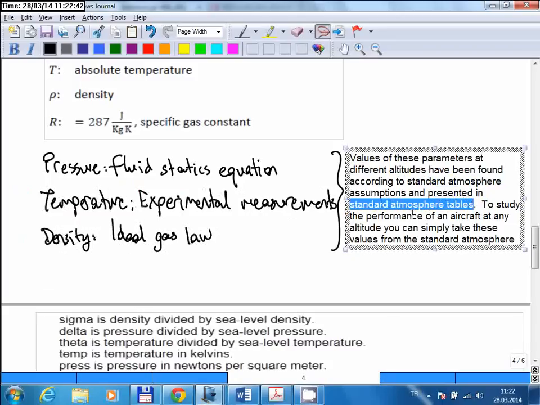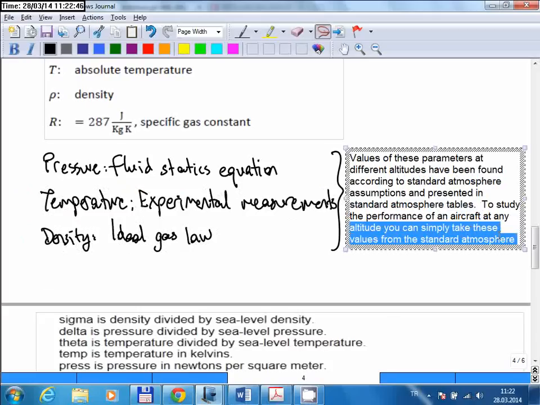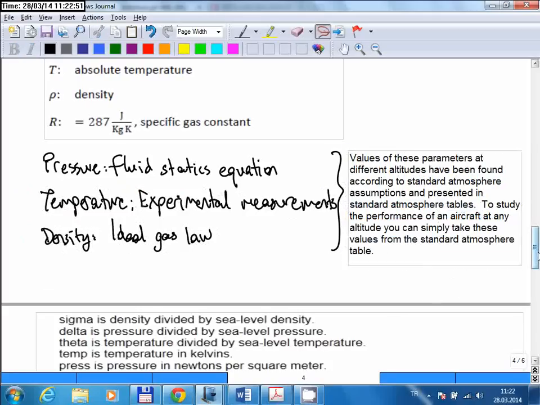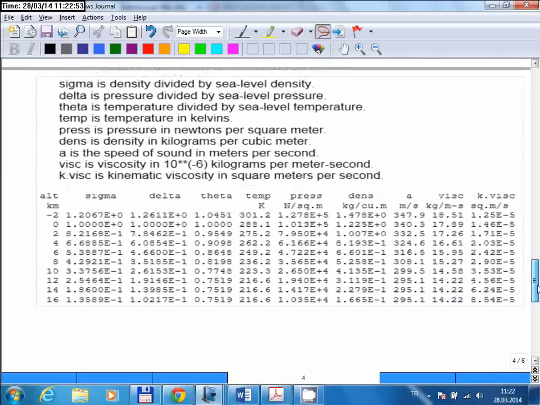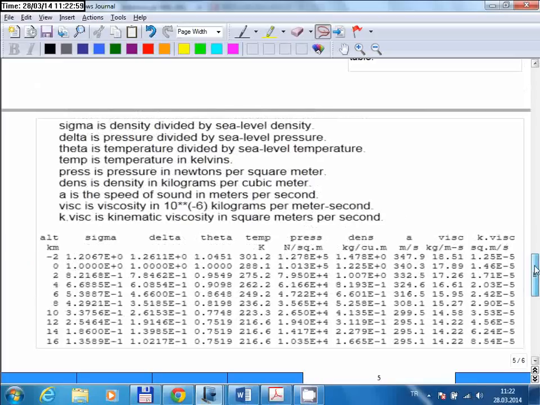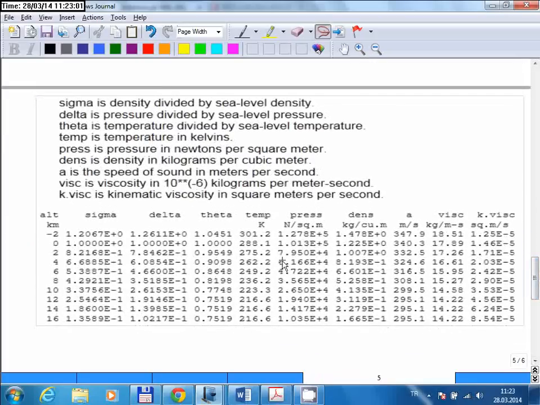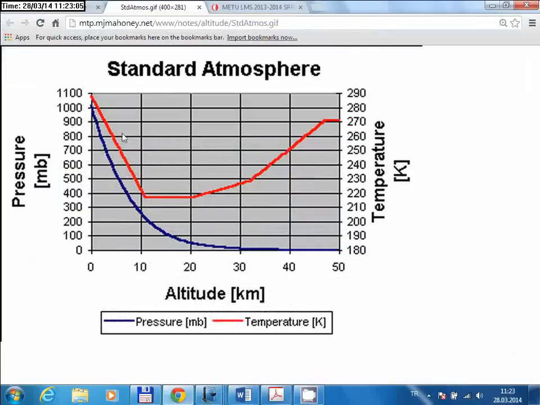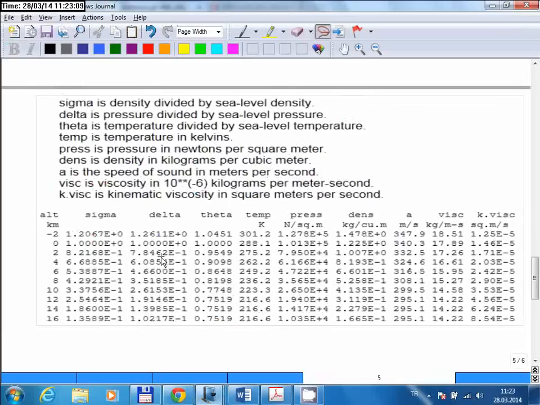So to study the performance of an aircraft at any altitude, you can simply take these values from the standard atmosphere table, which looks something like this. So in aircraft performance, we use these tables directly. Okay, so we don't really worry about how pressure changes and how temperature changes. We don't really worry about any of this data at all. What we do is we simply refer to these tables.